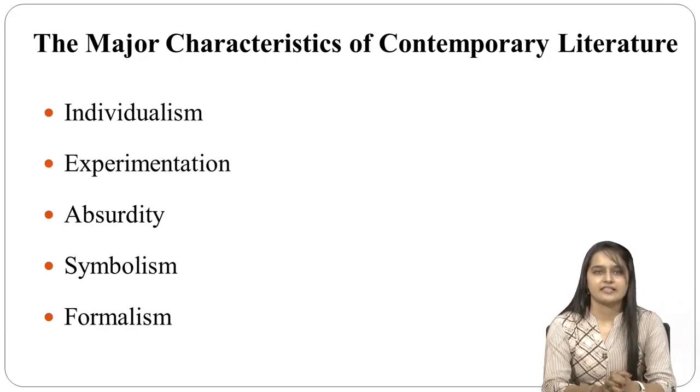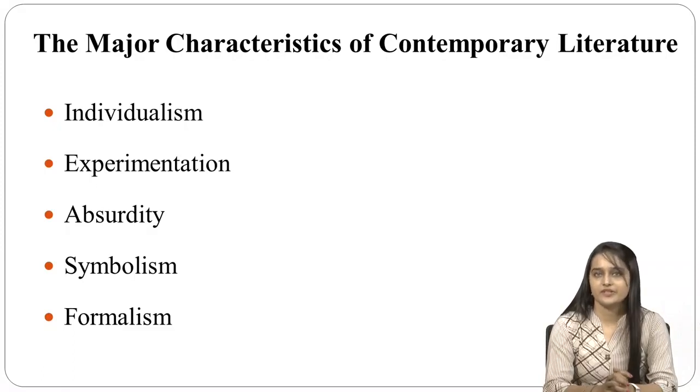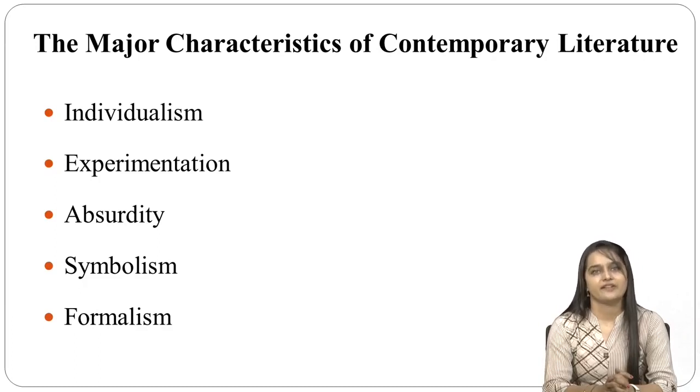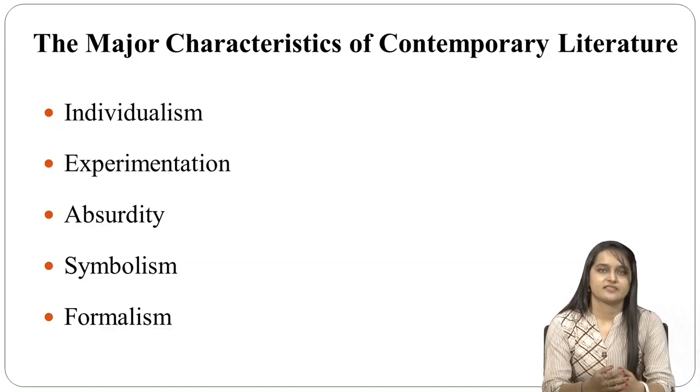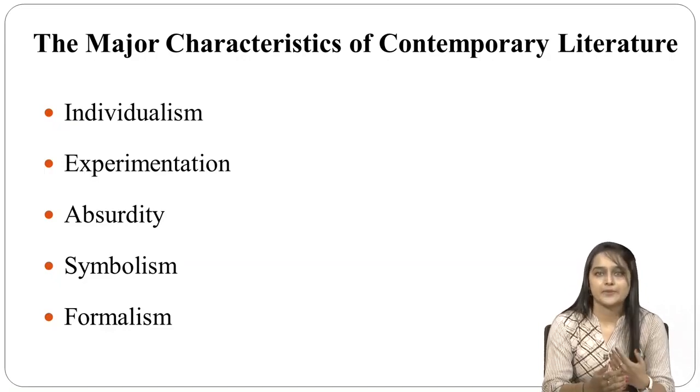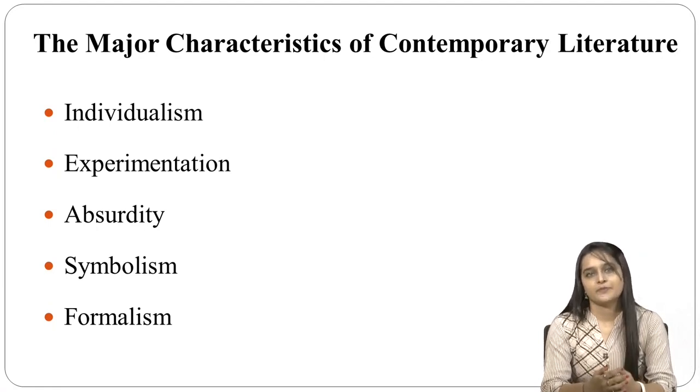Third characteristic is absurdity. The bloodshed and slaughter of two world wars, that is 1 and 2, profoundly affected writers of the contemporary age. Several great English poets died or were wounded in World War I. For many writers, the world was becoming a more absurd place every day. Modernist authors depicted this absurdity in their works.